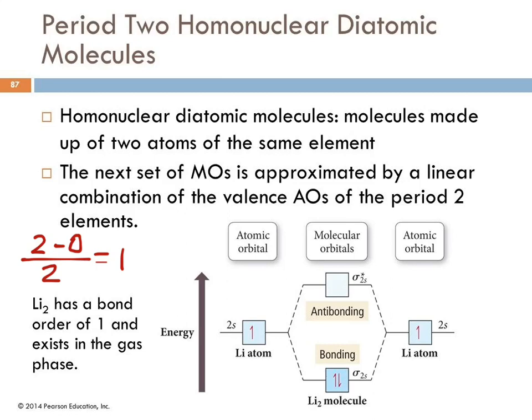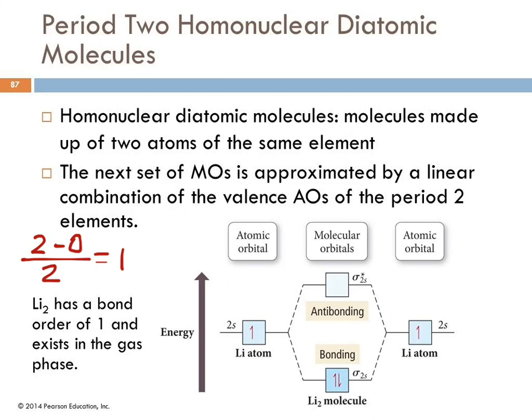So Li2 has a bond order of 1. That suggests that it does exist, and it does in the gas phase. Any questions? Does the bond order number that you get tell you what phase it exists in? No. The bond order that you get tells you nothing about the phase or anything like that. It just predicts that this would be a stable bond.